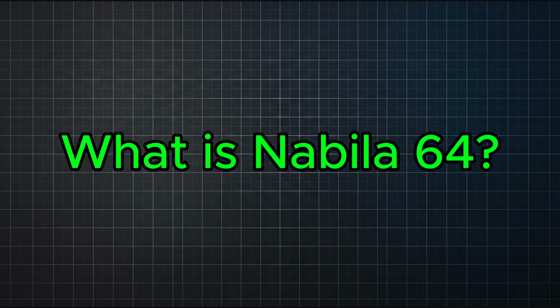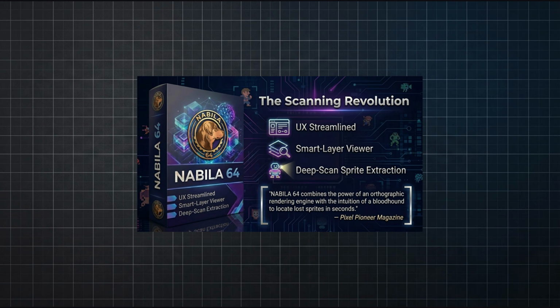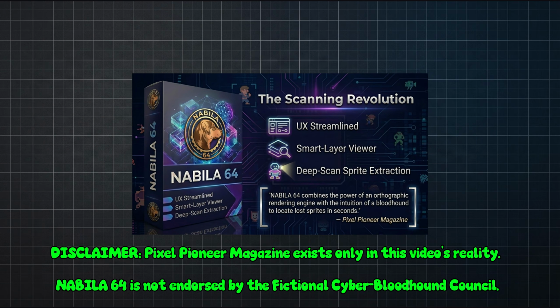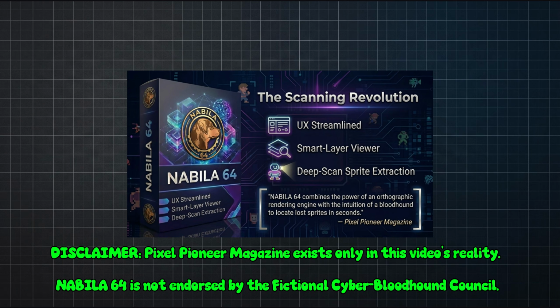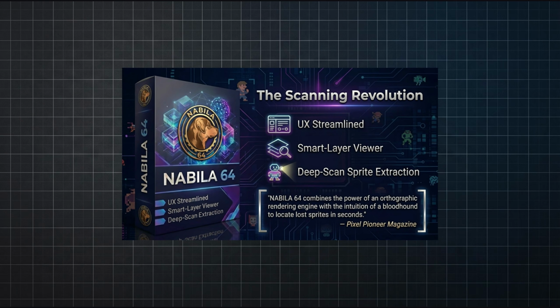What you see on screen is one of the reasons I have been gone for so long. It is the foundation of all development for Nabila 64. What is Nabila 64? It is a preservation tool for the Killer Instinct arcade hard drive. Version 1.0 will be available on May 6, 2026.